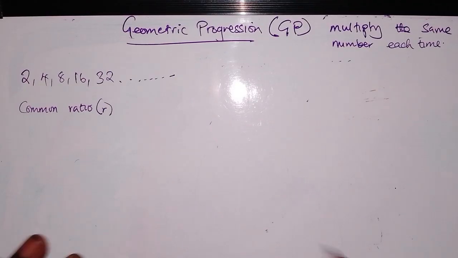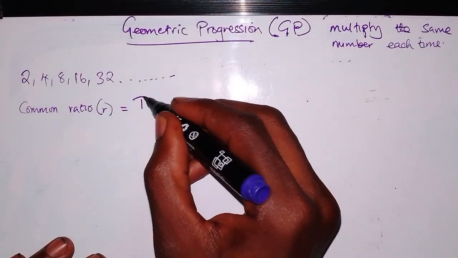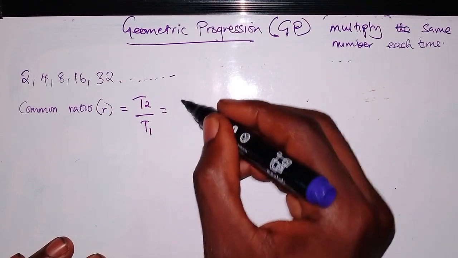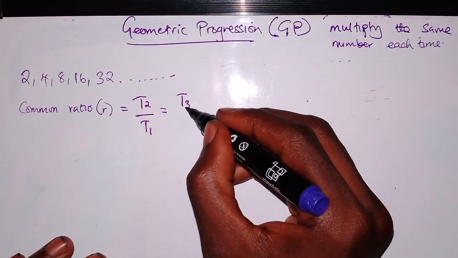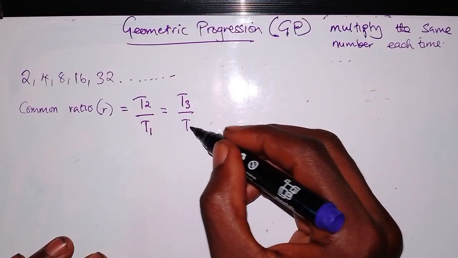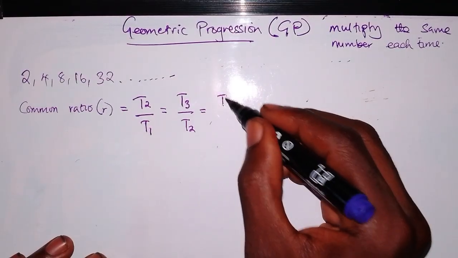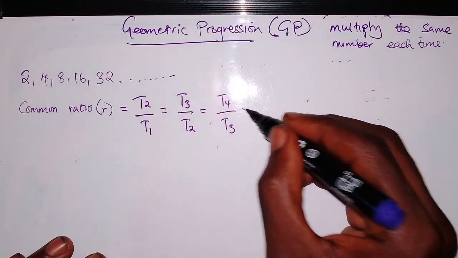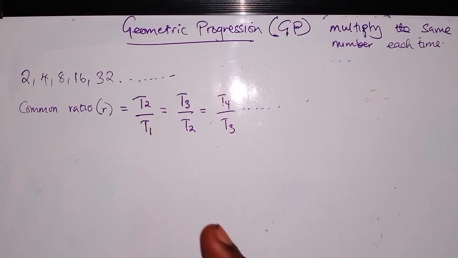The common ratio can be found by dividing the second term by the first term, or the third term by the second term, or the fourth term by the third term. It can keep on going depending on the terms you have been given. This is the first thing you need to understand when you are looking at geometric progression.